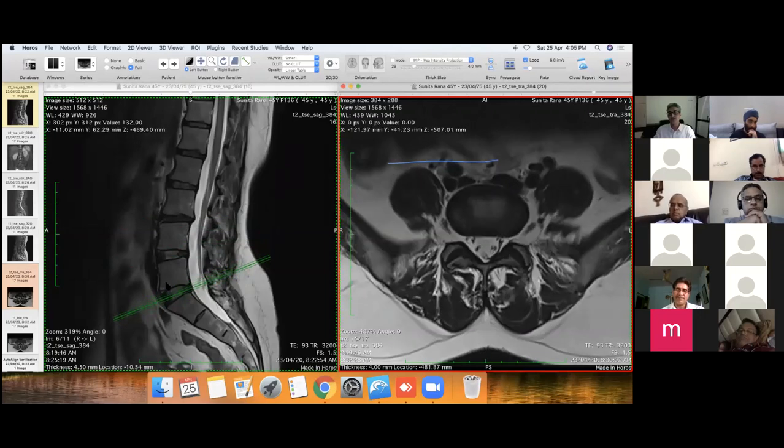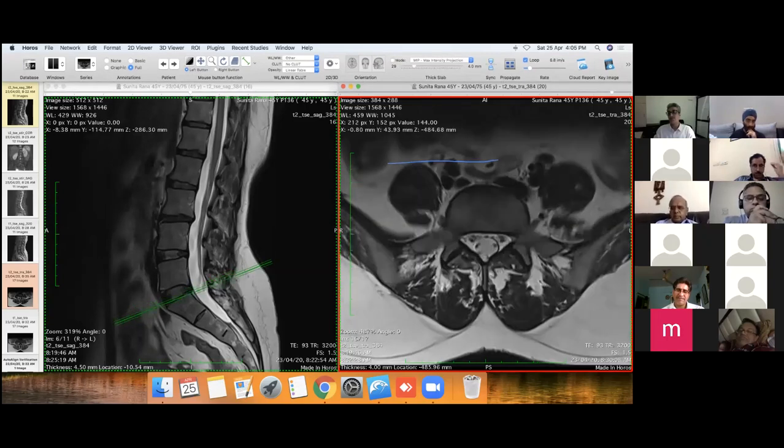Very well visualized at L5-S1 level. This is an exiting nerve which comes out of the neural foramen, and this is a traversing nerve which is in the lateral recess. This is the lateral recess. So at each level this takes place.